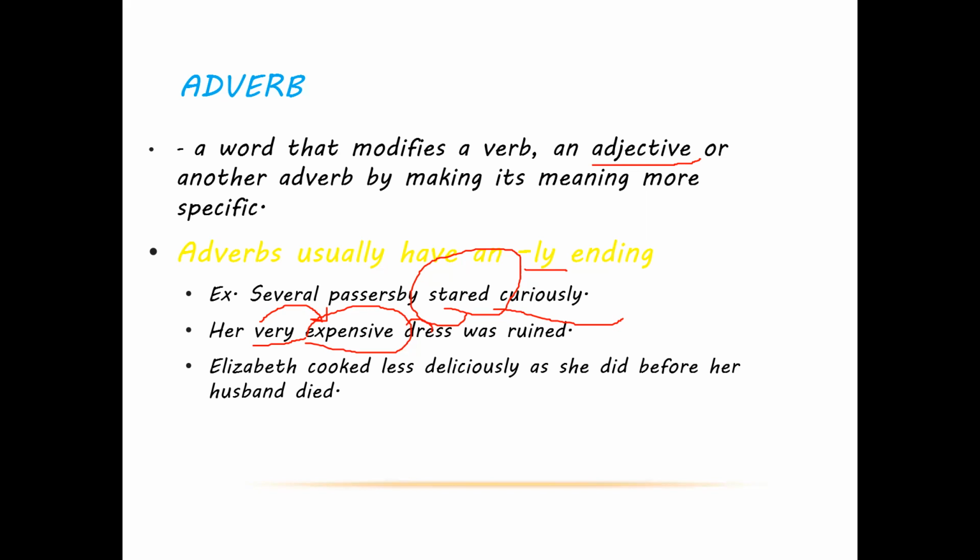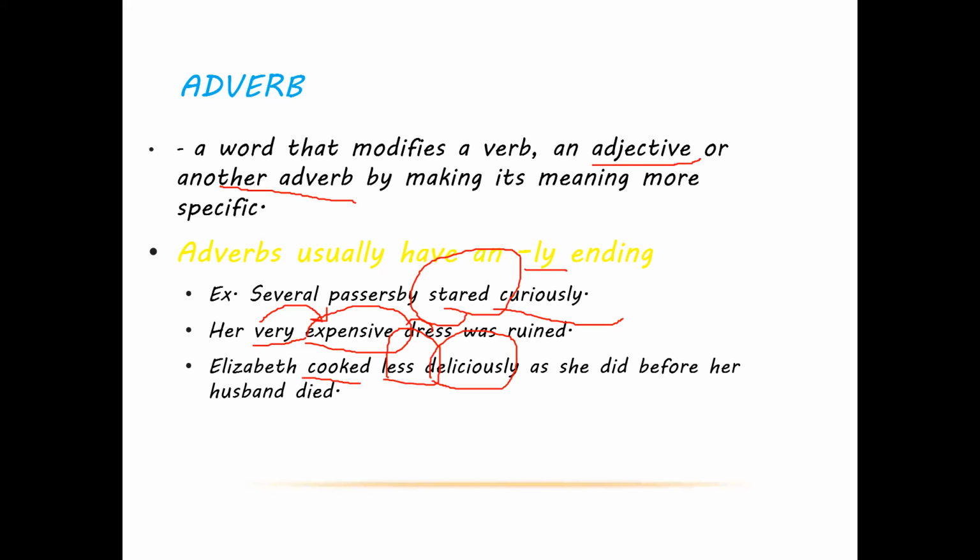Elizabeth cooked less deliciously as she did before her husband. So ito yung sinasabi natin, it modifies another adverb. So adverb na nga yung deliciously, dinagdagan pa ng less. Pero adverb pa rin yun. So therefore, it's right. And yung verb dito is cooked, right? How did Elizabeth cook? Less deliciously. The word less and deliciously, they both act as adverbs. The word less modifies deliciously, and less deliciously modifies the way Elizabeth cooked. Okay?